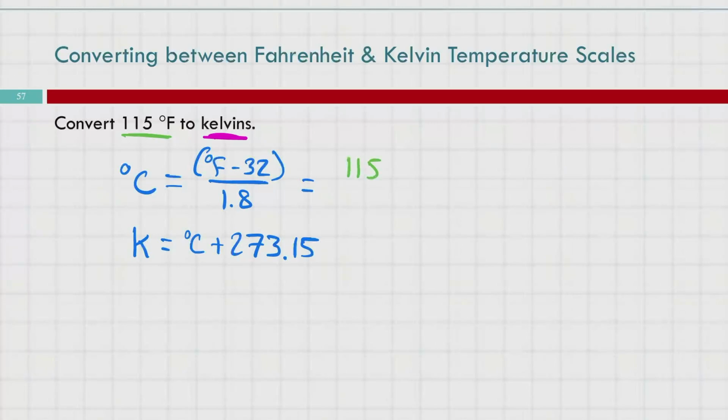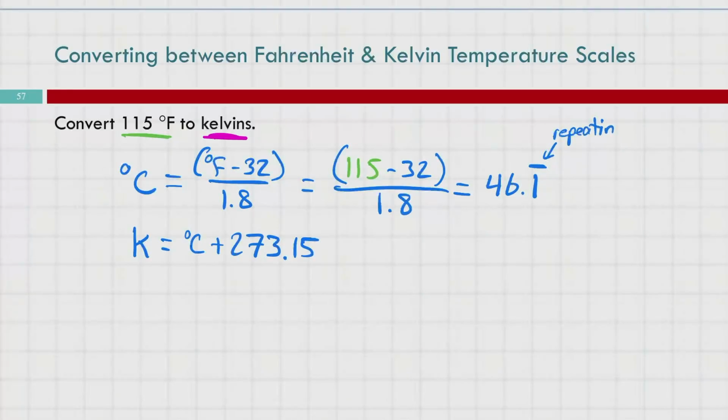So 115 minus 32, press enter, or have parentheses, divide by 1.8. 46.1, that one repeats. Usually if it just does the same thing over and over until the end of the calculator, or if it rounds up maybe, that just means that it repeats forever. So that's probably what's happening there.